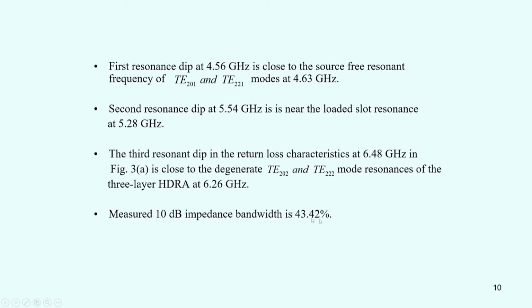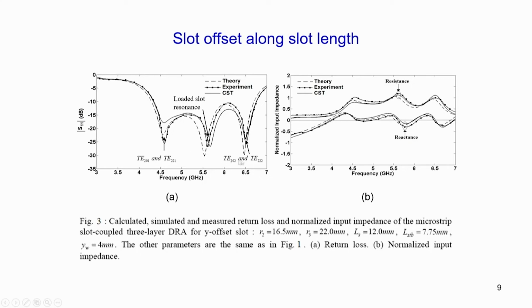dB impedance bandwidth is 43.42%, which is larger than our case of the centered slot. So, we see that the case of the Y offset slot leads to a larger enhancement in bandwidth, but we have to be careful of these pattern characteristics which might be affected by the mode degeneracy at the first and third resonances.